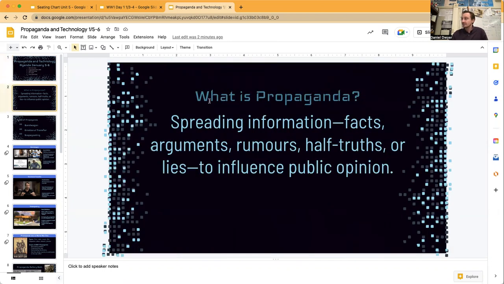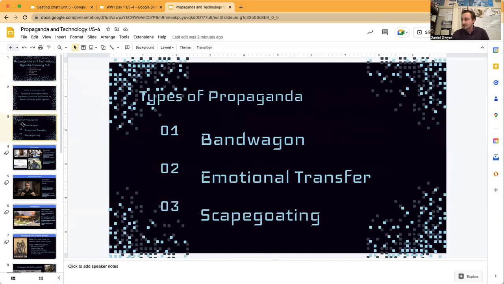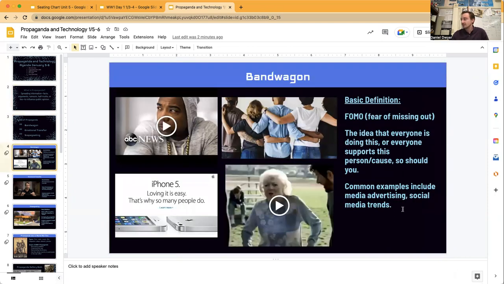So we're going to briefly go over what is propaganda, talk about it in class, because this is going to be a big thing with World War I. So we are just going to introduce 3 different types of propaganda: bandwagon, emotional transfer, and scapegoating. As I introduce those, we'll have the definition here right on the side.